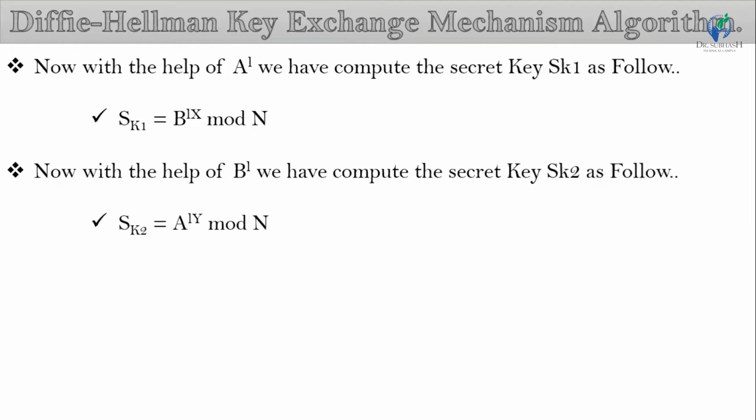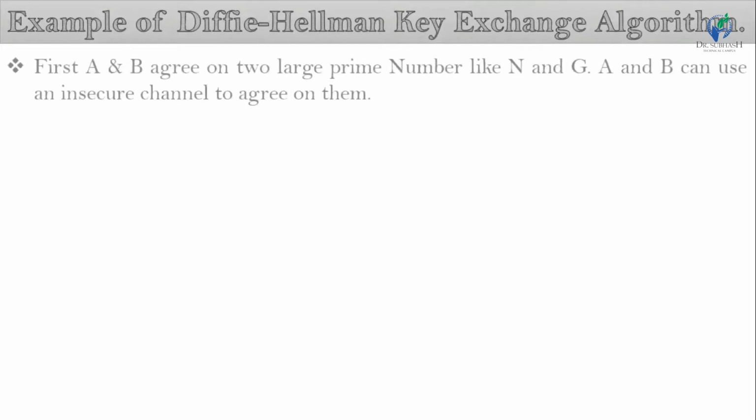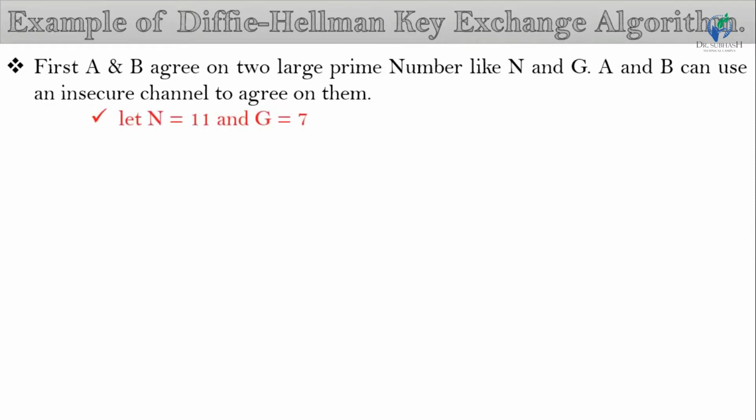Now we will use a real-time example to show how this algorithm works. In the Diffie-Hellman key exchange algorithm, in the first step, A and B agree on two large numbers, n and g. These two integers need not be secret, so A and B can use an insecure channel to agree on them. Let n be equal to 11 and g be equal to 7.